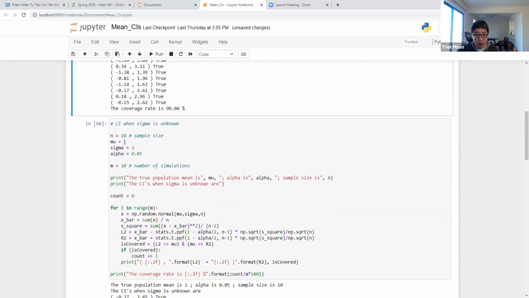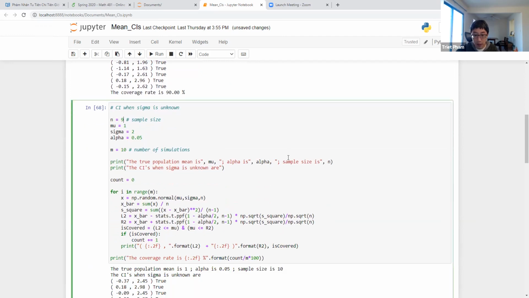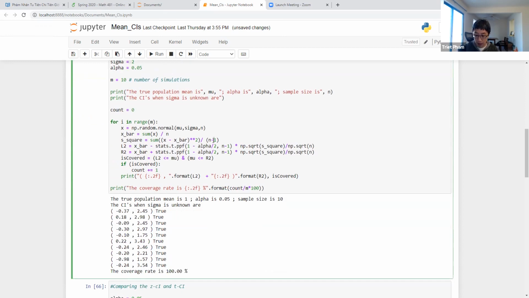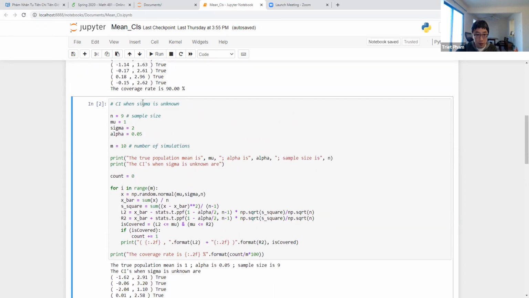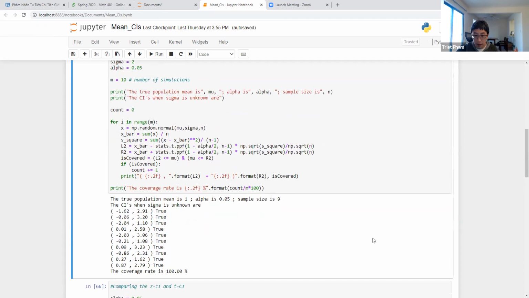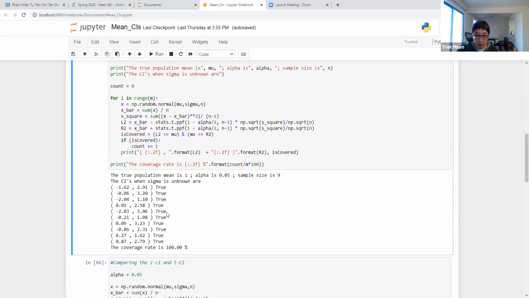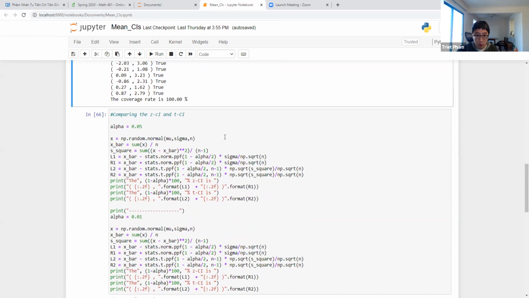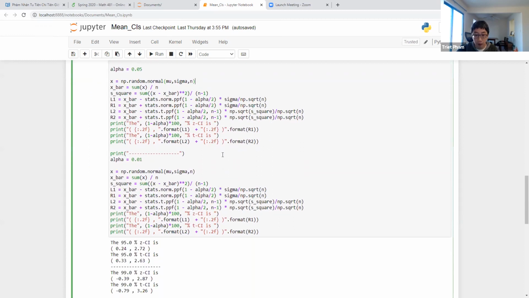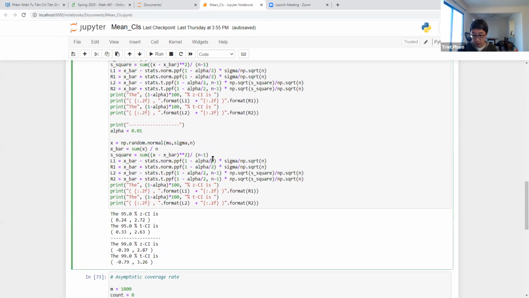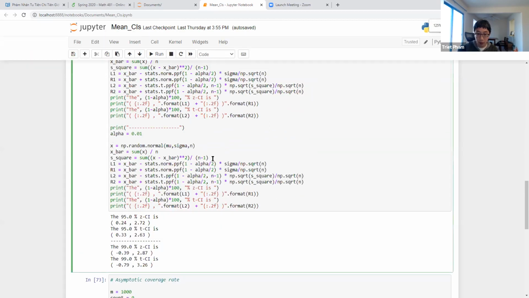So here, when sigma is unknown, this is the case when you use a t distribution, right? And looking at this, you don't see them to be very different. But here, I will compare the z and the t for you. And what you should recognize is this: that the t confidence interval tends to be larger than the z confidence interval.